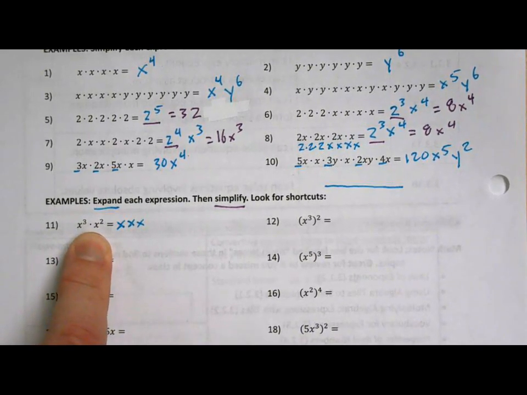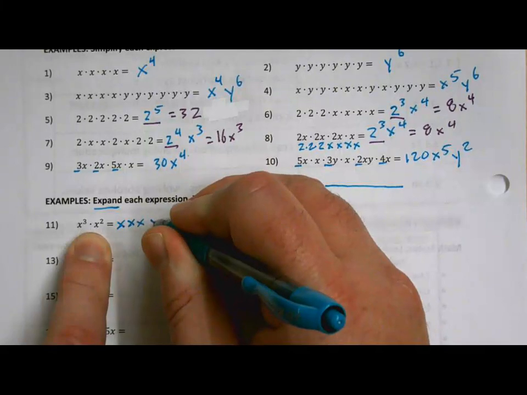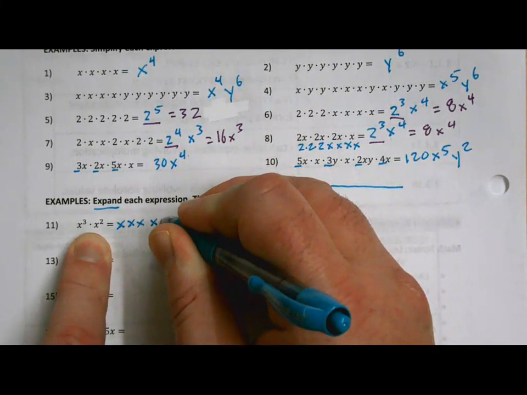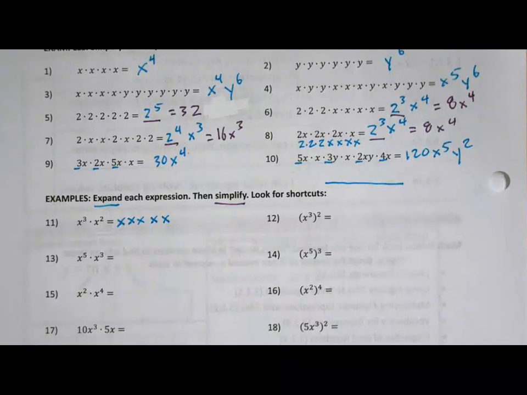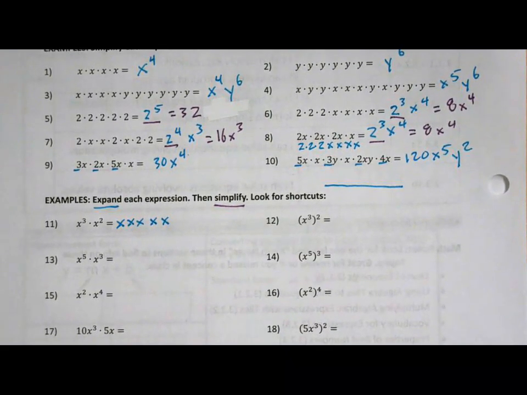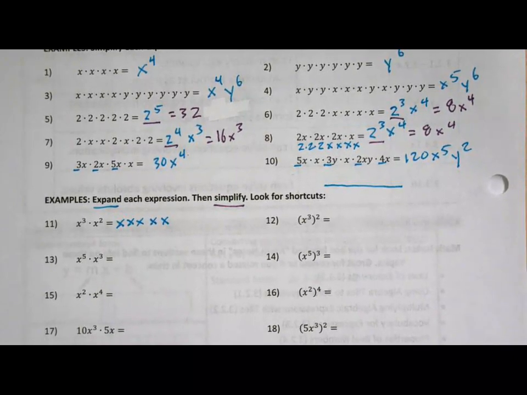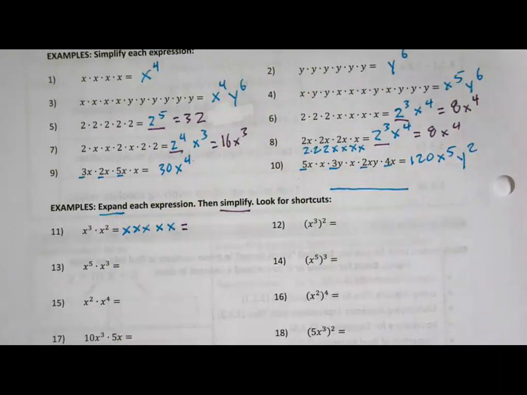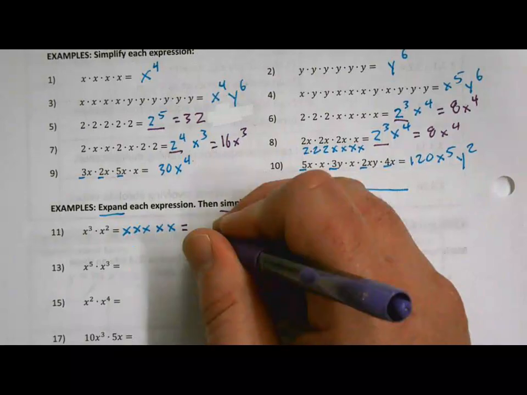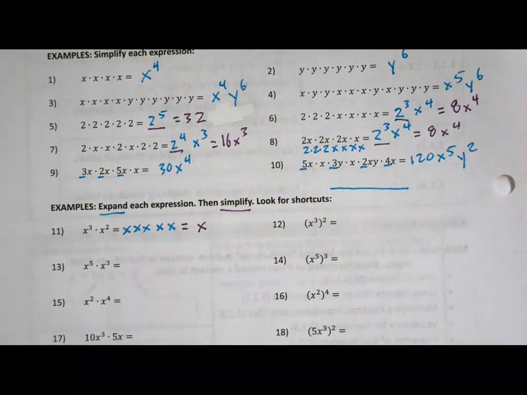And then times, you can put a dot if you want. You don't need it. We're just going to put them right next to each other. There's 2 more copies of x there. So there's 3x times 2 x's. All right, and then we're going to simplify it. So write equals. And let's write that as x to a power. How many x's are there altogether there? 5.